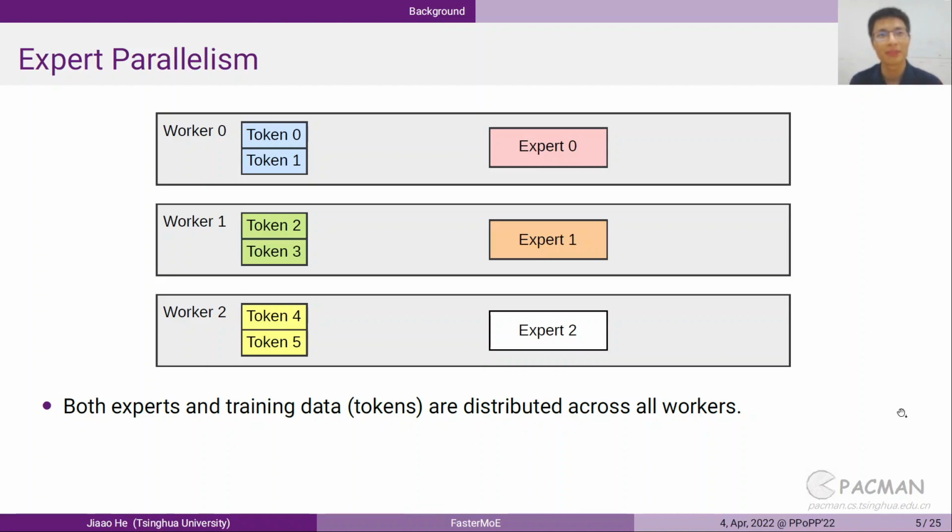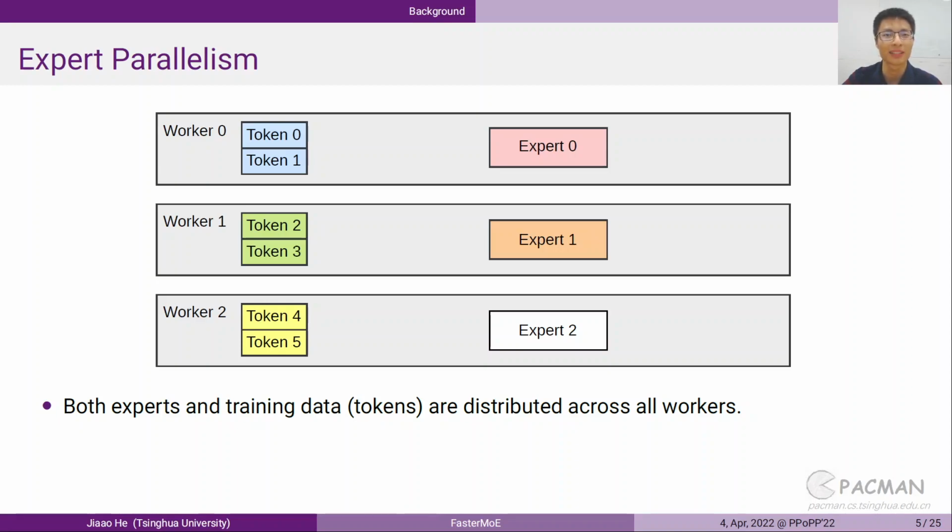To train MoE models in distributed systems, we adopt a special parallelism method called expert parallelism. In expert parallelism, both experts and training data are distributedly placed on all workers, which means on different workers there are different inputs and different experts.